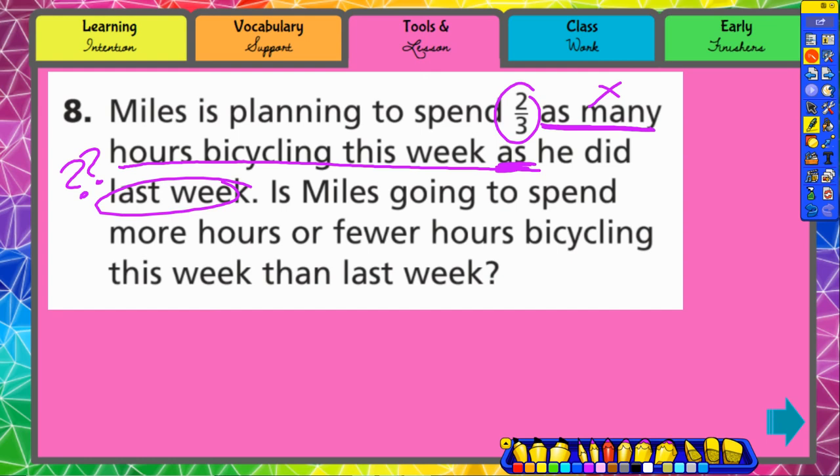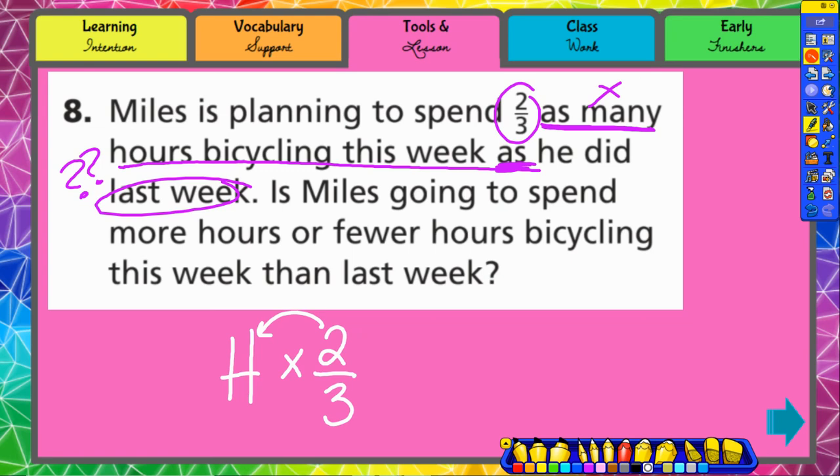But because we're so good at this right now, we don't need to actually know that amount. We can just call that hours, right? We can say H for hours. He spent, maybe it was 2 hours, maybe it was 5 hours. Heck, maybe he just loves bicycling so much and it was 20 hours, right? But we don't really need to know that. All we need to know is that he is biking 2/3 as many hours as he did last week.